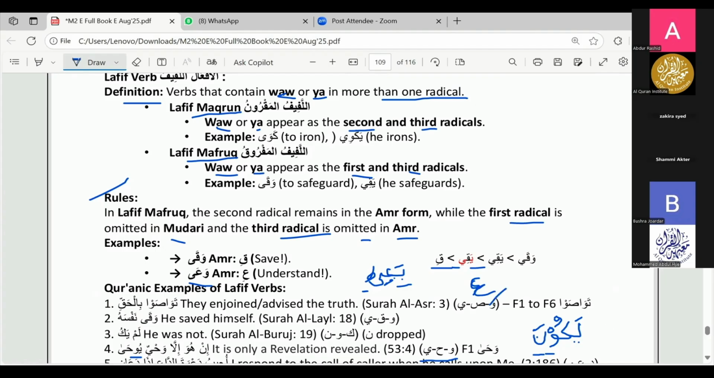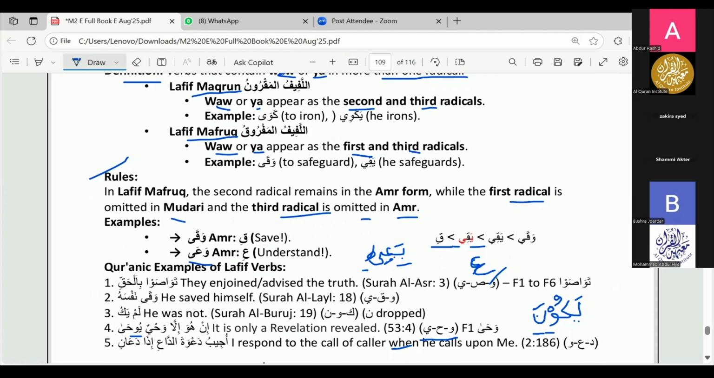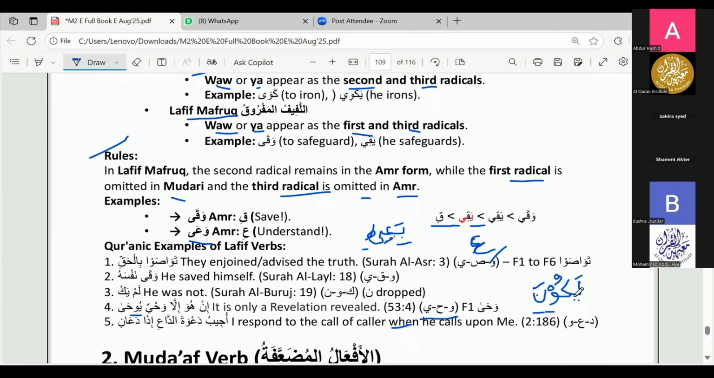Yes. So this is the amr rules for lafif mafruk and makrun. So here are some Quranic examples that we'll be going into, to find out where the lafif is, because there are two types, which one is lafif makrun, and which one is lafif mafruk.